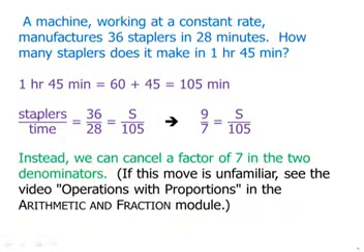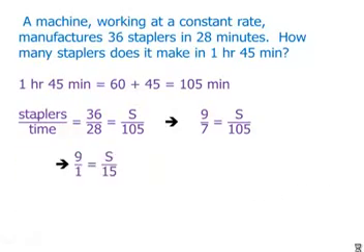Instead, we can cancel the 7s, a factor of 7 in the two denominators. So we're canceling across the denominators. And again, if this move is unfamiliar to you, go back and watch the operations with proportions. That's really an important video to understand if what I'm saying about proportions here is not familiar. So we cancel the 7s, and we get down to 9 over 1 equals S over 15.